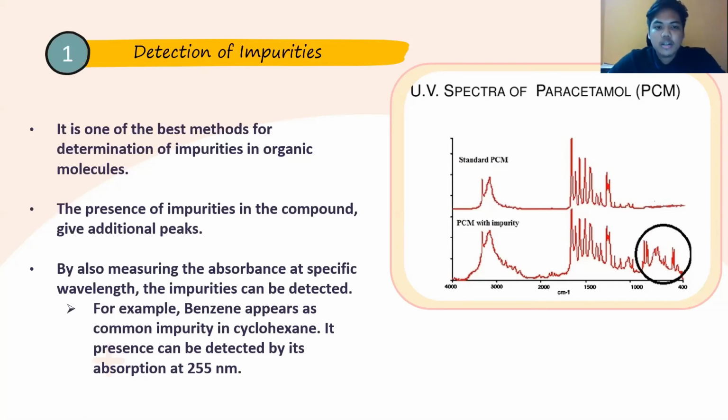Other than that, we can determine impurities by measuring the absorbance at a specific wavelength. For example, benzene always appears as a common impurity in cyclohexene. We can check by detecting absorption at 255 nanometer.